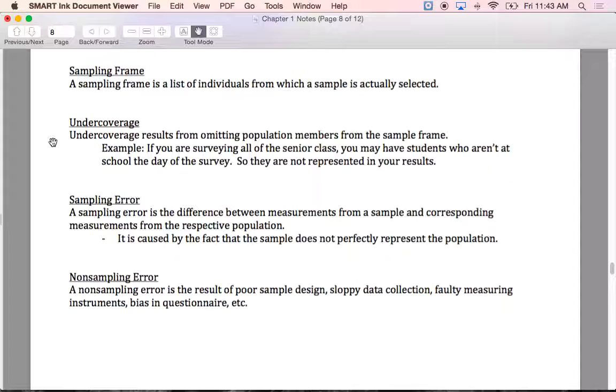A non-sampling error is the result of poor sample design, sloppy data collection, faulty measuring instruments, bias in your questionnaire, etc.